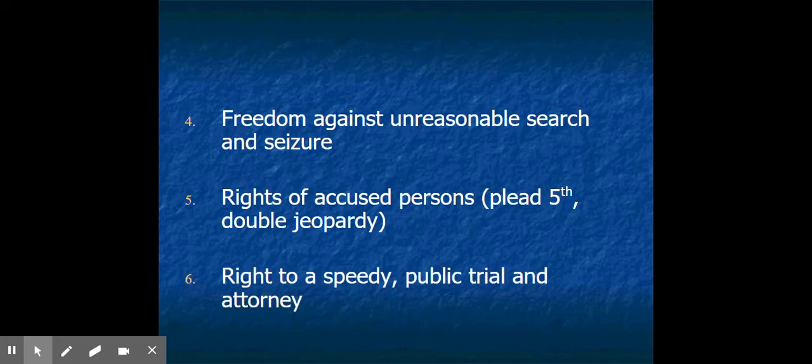Amendment number 6 is the right to a speedy public trial with an attorney. Again, this kind of goes back to before the Revolution. In fact, it goes way back in the history of England. These are some of the rights that English people also enjoy. We're trying to get away from vindictive rulers who might decide to punish you just because they don't like you, and throw you in jail for as long as they want to. We're trying to get away from that. So you have the right to a speedy public trial with counsel, with an attorney.